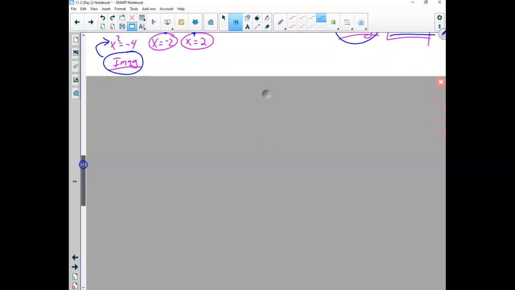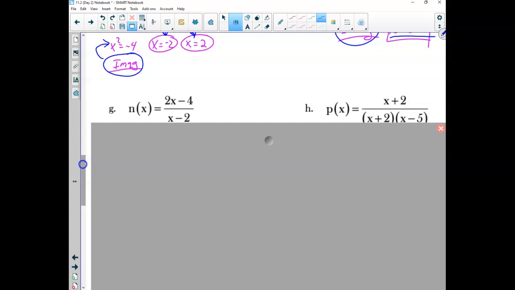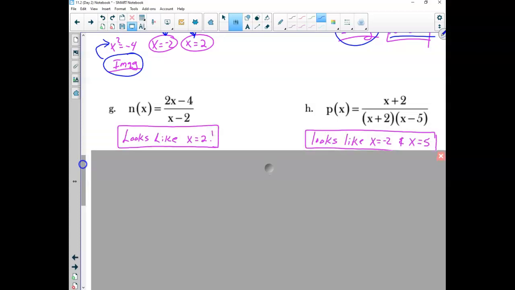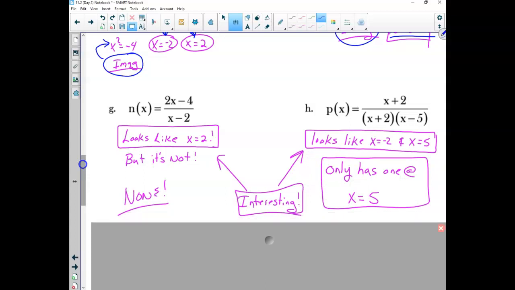And the last two we got here, they're kind of interesting little critters. So I have n of x and p of x. And n of x, well, it sure appears, it looks like there's going to be a vertical asymptote at x equals 2, and it looks like p of x is going to have one at negative 2 and x equals 5. But guess what? It's not. That first one, g of x, is not going to have any vertical asymptotes. And this p of x over here is only going to have one at x equals 5. Well, that's kind of interesting.